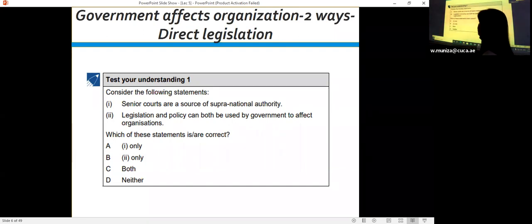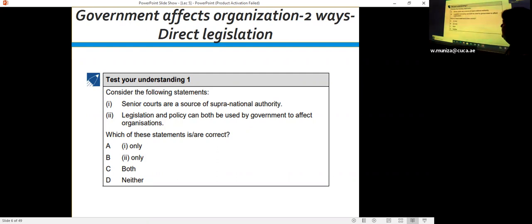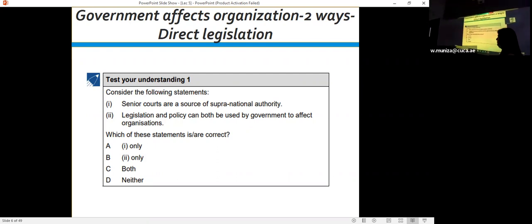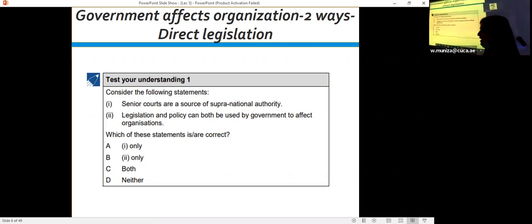False, wrong. Okay, then: legislation and policy can both be used by government to affect organizations. Is it so? Zain is going to tell me. False? Okay, why? Yes, this can be false, but please tell me the reason. Everyone thinks differently. In the management theory subject, it is not mandatory that what I am thinking should be taught by you as well. So direct legislation and government policy can both be used by government to affect organizations.